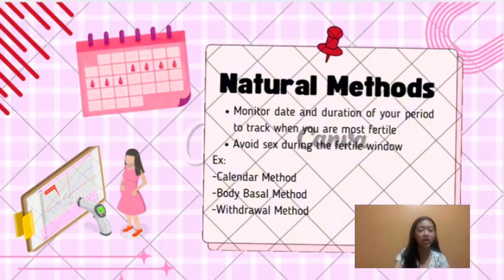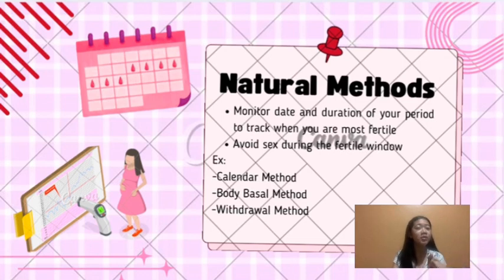And next, we have the withdrawal method. So the withdrawal method means the man pulls out his penis from the woman's vagina before ejaculation, so before releasing semen. Ang goal ani is to prevent sperm from entering the woman's reproductive system, so it won't meet the egg and cause pregnancy. But it's risky.